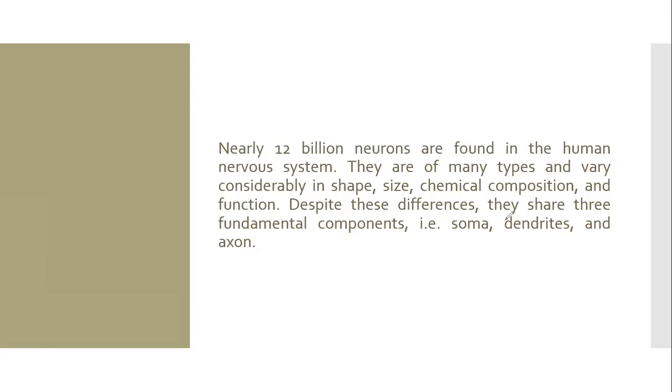Despite these differences, they share three fundamental components, that is soma, dendrites and axon. Some neurons may have a myelin sheath or not, some may not have terminal buttons, some may not be connected. But every neuron has three important parts, and they are differentiated based on shape, size, chemical composition and function. These are the important things we have to note down.